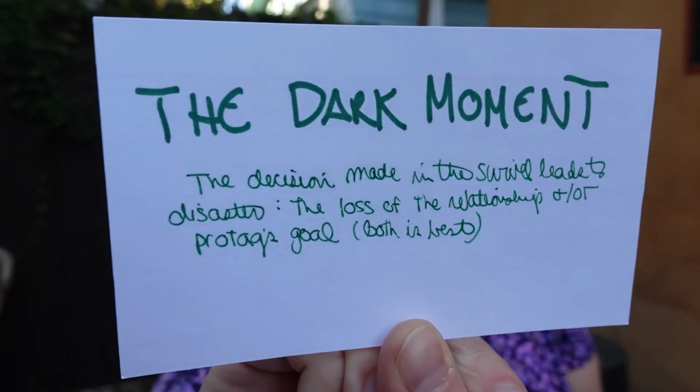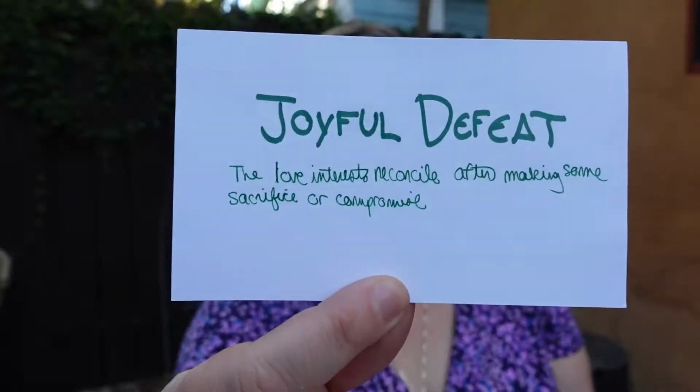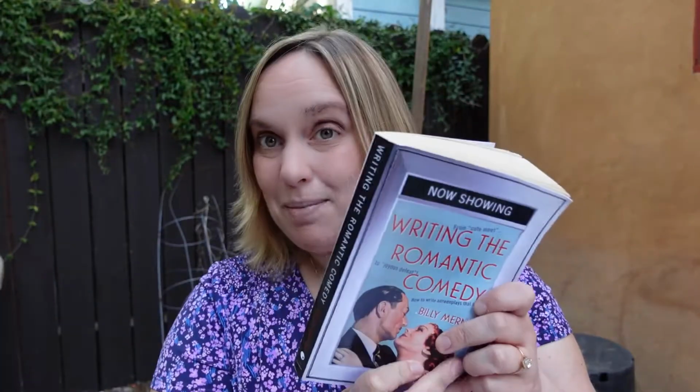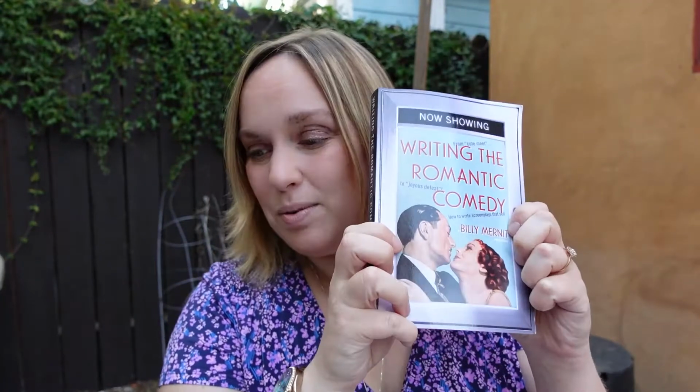Number 6, the dark moment. The decision made in the swivel leads to disaster. The loss of the relationship and/or the protagonist's goals. Again, both is best. And the 7th and final beat is called Joyful Defeat. The love interests reconcile after making some sacrifice or compromise. So those are the 7 romantic comedy beats according to Billy Mernit and this book, which I highly recommend.